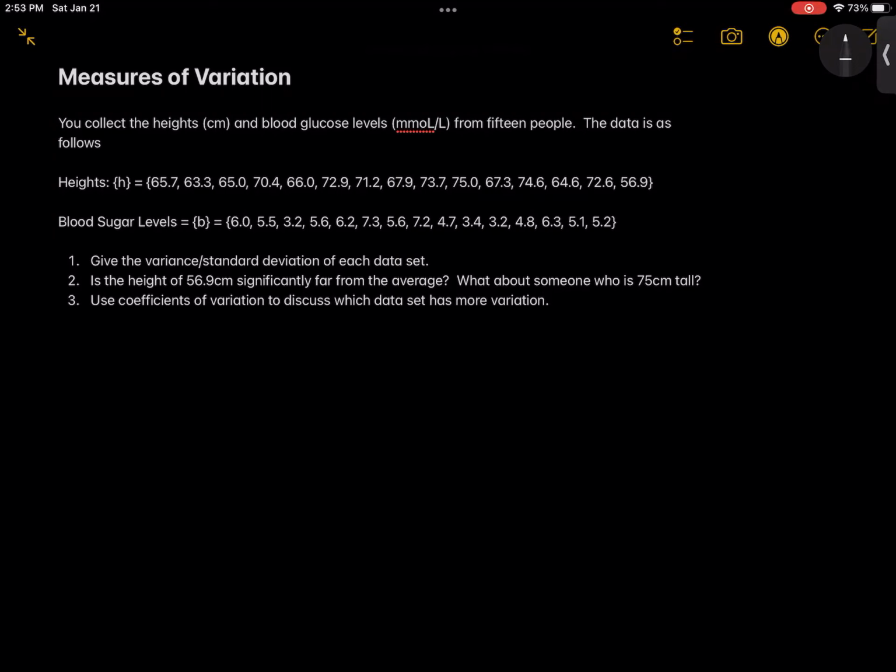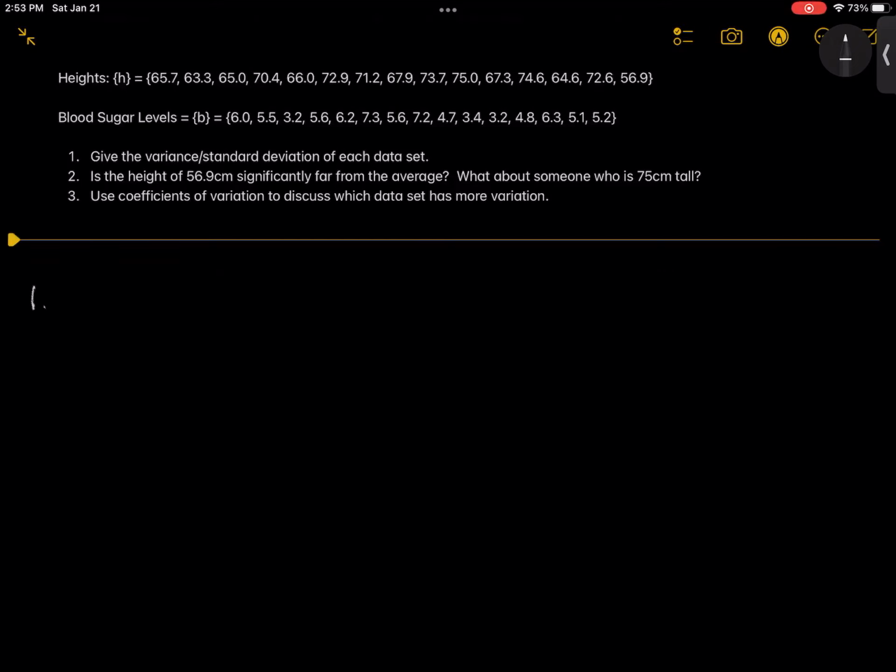We've got two data sets here. Each data set has 15 points. Number one asks us to give the variance or the standard deviation of each data set, right? Because if you have one, you have the other one. Variance, you just need to take the square root of variance to get the standard deviation. If you have standard deviation, all you have to do is square it to get the variance. So let's work on number one here.